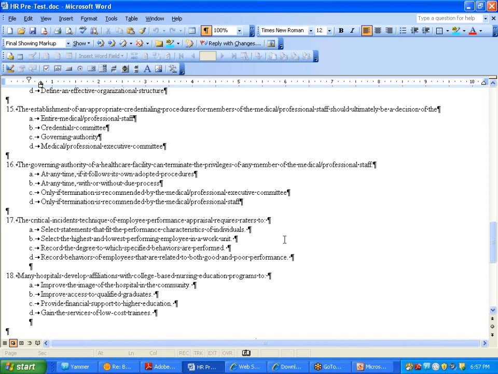Okay, the governing authority of a healthcare facility, so we're looking for the governing authority, can terminate at any time if it follows its own adopted procedures. When it says B, I'm eliminating B because it's at any time with or without due process.